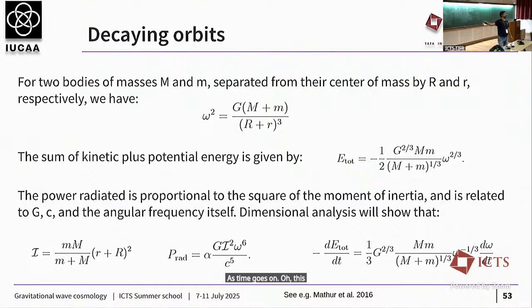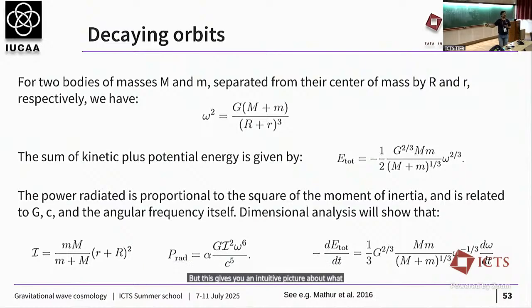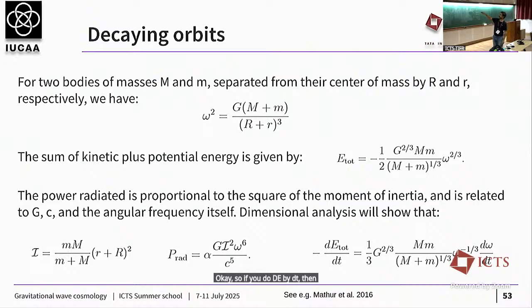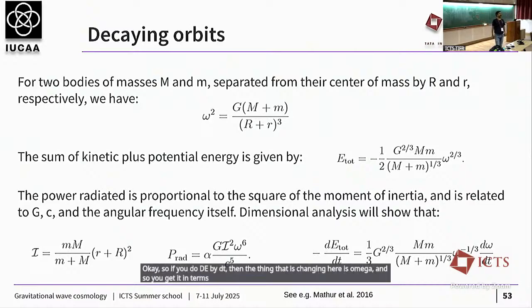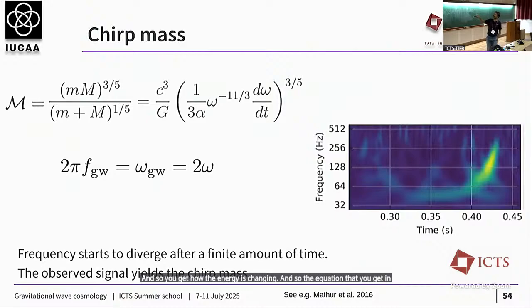This is purely Newtonian right now. So of course, this will not work, and you have to come up with better waveforms and so on. But this gives you an intuitive picture about what are the main dependencies. Okay. So if you do this, you take this power that you calculated and you put in the expressions for I into this power and then equate it to dE by dt here. So if you do dE by dt, then the thing that is changing here is omega, and so you get it in terms of omega, d omega by dt. Yeah. And so you get how the energy is changing.